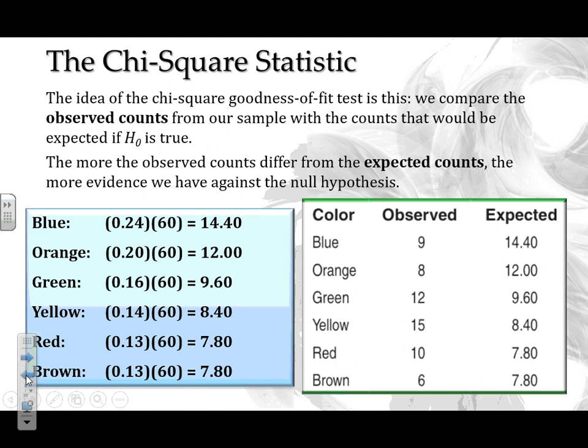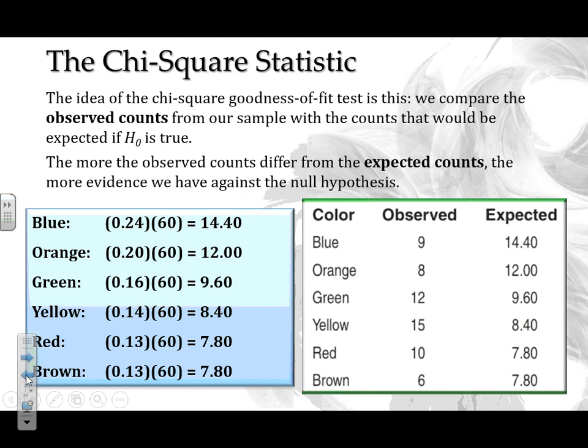So we observed 9 blue candies. We expect to see 14.4 on average. We saw 8 orange. We expect to see 12. We saw 12 greens. We expect to see 9.6. So if we look at it, should we expect that the observed matches the expected exactly? No. Since this was a sample, and a sample of only 60, which is fairly small when you think about the total number of M&Ms produced, right? We shouldn't expect to see everything match up exactly.